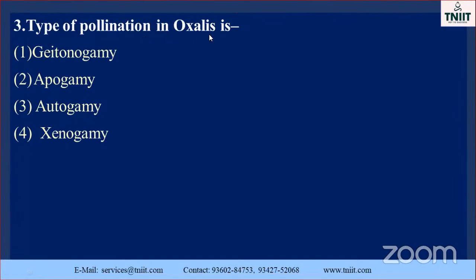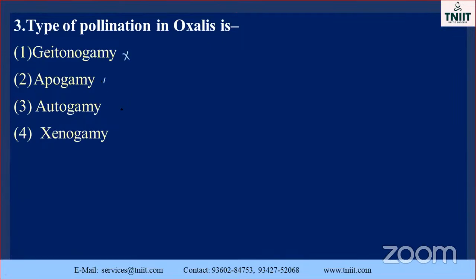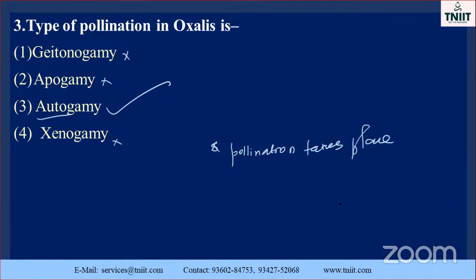The types of pollination in Oxalis. Oxalis is one of the plants in our world. It is not geitonogamy. What is geitonogamy? What is apogamy? Autogamy is possible, and xenogamy. What is the meaning of autogamy? For example, pollination takes place in the same flower, from male to female. That is called autogamy.